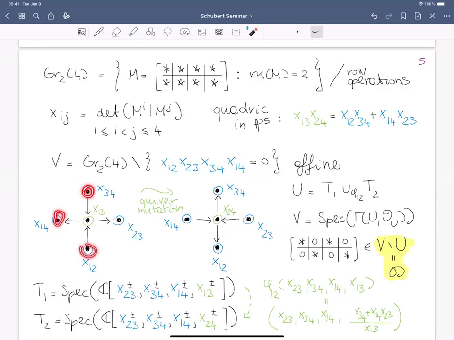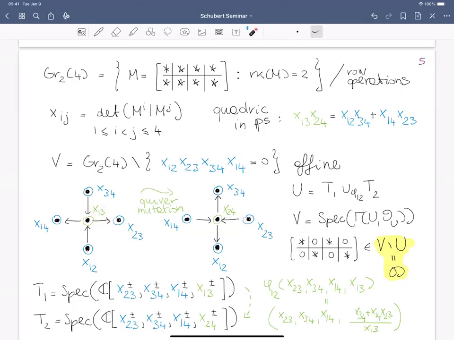This quiver has 5 nodes and 4 arrows. 4 of these nodes are circled in blue, and I label them with the Plucker coordinates that I described just above, the ones that vanish on the divisor compactifying B. And then I label the node in the middle with one of the 2 remaining Plucker coordinates, let's say 1,3.